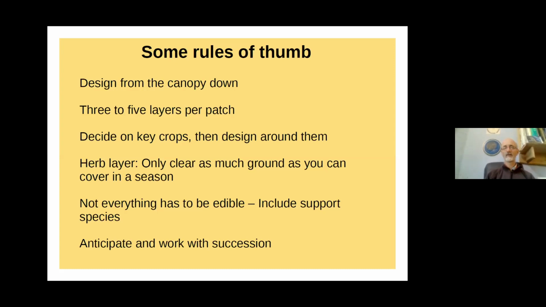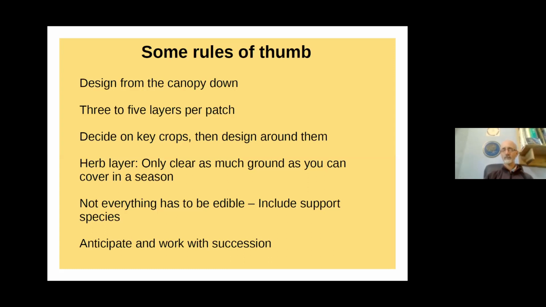Then don't worry about going over the top with a density of 7 layers. It's almost impossible in northern latitudes anyway. So think about 3 to 5 layers that fulfill the functions and include the plants that you want to see in the forest garden.